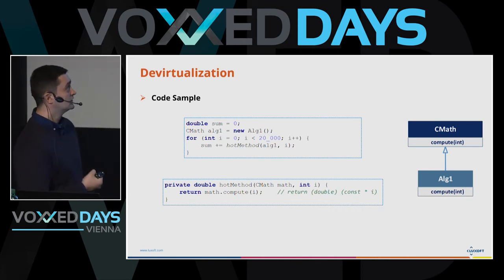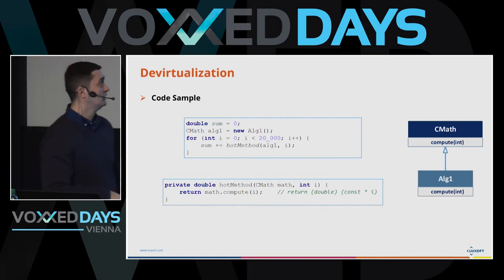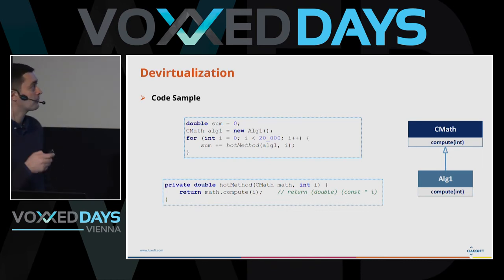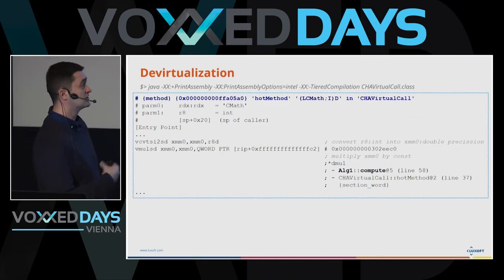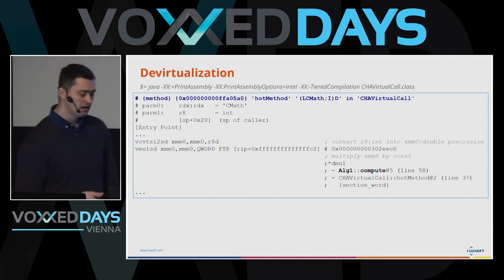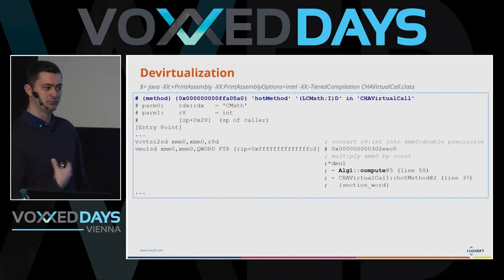If we have to test it, I put this in a long-running loop, and inside the loop I call the hot method, and inside the hot method I say mat.compute. Internally, mat.compute returns i multiplied by a constant. So very basic implementation. Afterwards, I started my program again with print assembly, because I was curious how the just-in-time compiler handles these virtual calls, because mainly it's a polymorphic call.